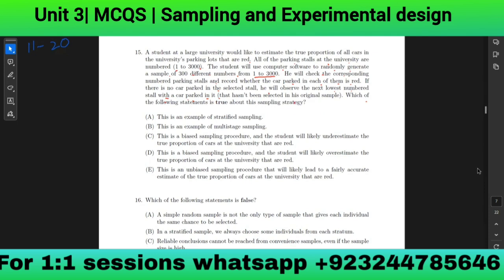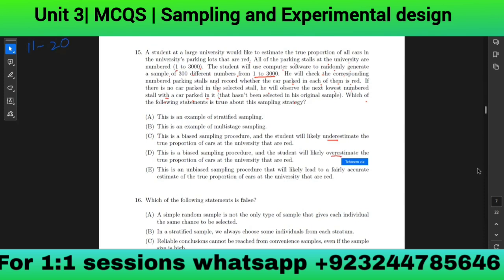I didn't choose. So this is an example of stratified multi-stage? This is not stratified, not multi-stage. This is a biased sampling procedure, and the student will likely underestimate the true proportion of the cars. Now there are two words used: either they are underestimating or they are overestimating.